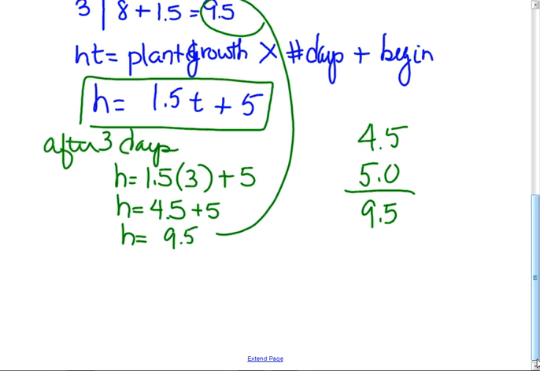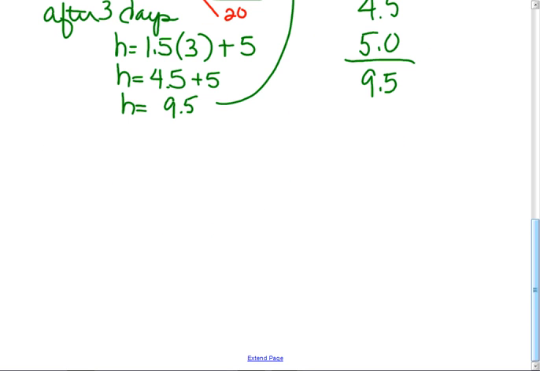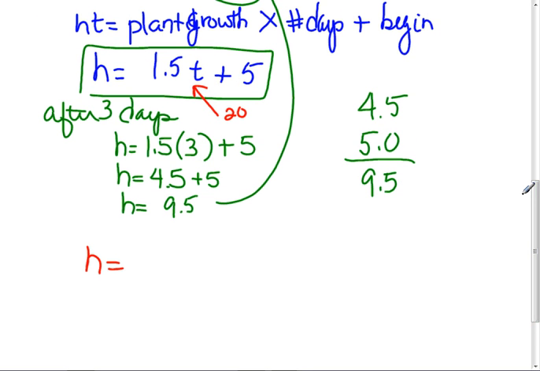Okay, what's the height going to be after 20 days? Where does the 20 go? Evan? You have a 50-50 chance. Either it goes in for H or it goes for T. H stands for height. T stands for time. Where does the 20 days go? Time. Okay, so I'm going to put the 20 in there, and we can do this without a calculator. And so H equals 1.5 times 20 plus 5.